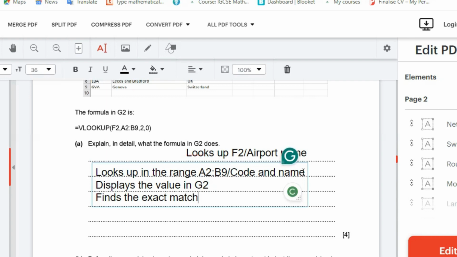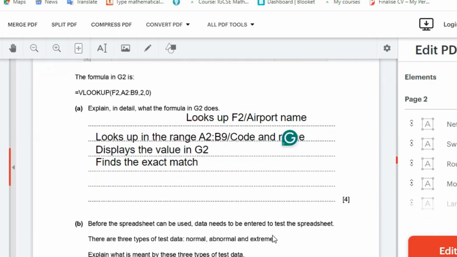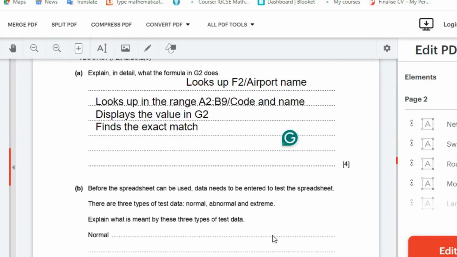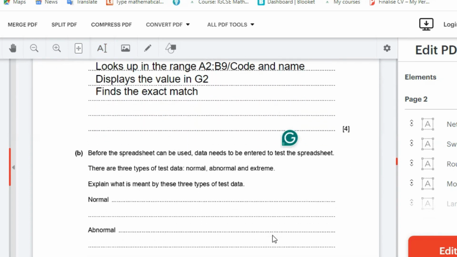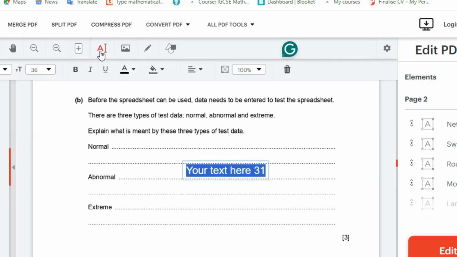So let's go to question 9b. Question 9b says, before the spreadsheet can be used, data needs to be entered into the spreadsheet. There are 3 types of test data, which are normal, abnormal, and extreme. Explain what is meant by these 3 types of test data. That is, you have to explain what is meant by normal, abnormal, and extreme.